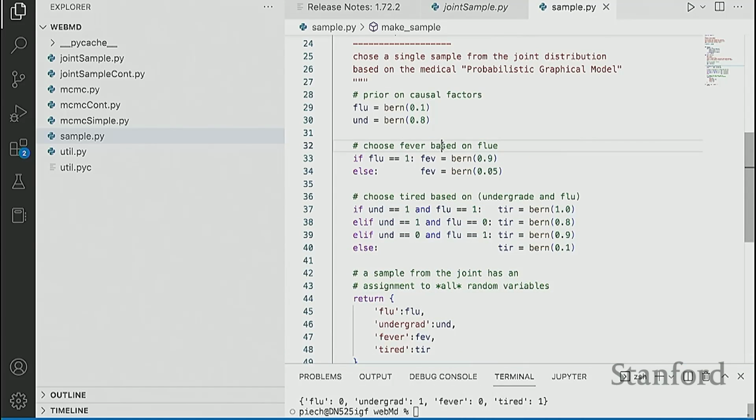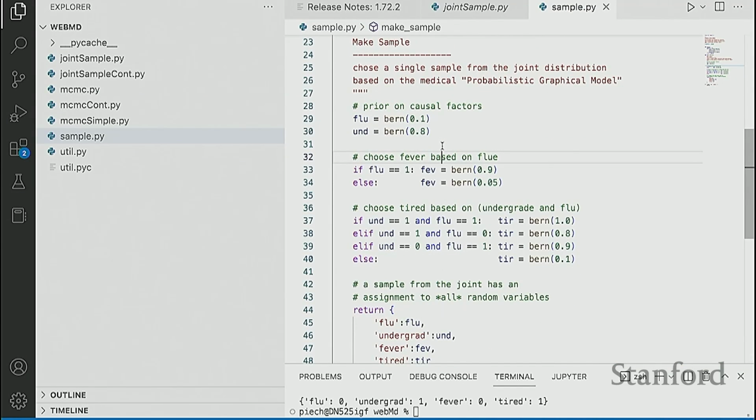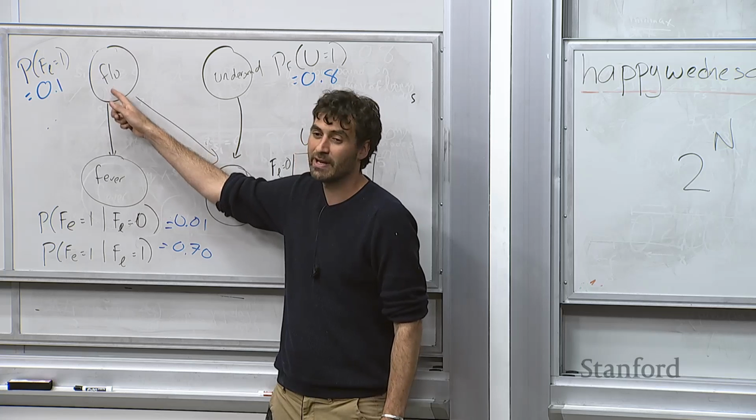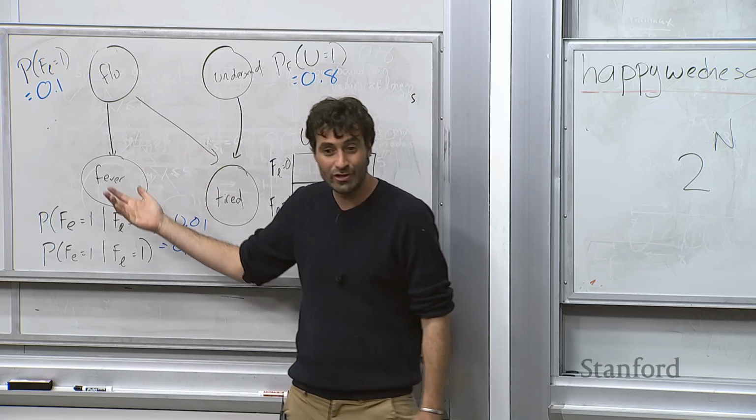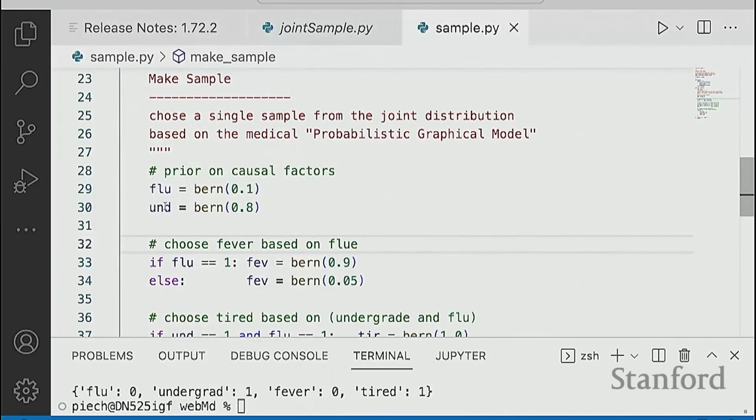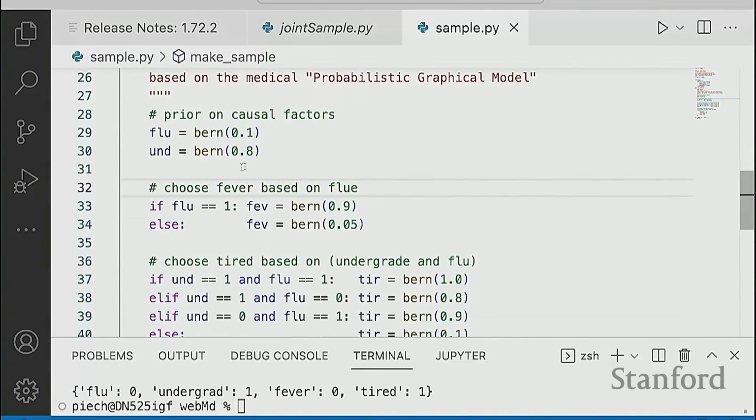For a Bayesian network, I'm going to start at the top, and I'm going to sample each random variable, and then if I get deeper in, I'm going to use the values of its parents to update my belief of the future ones. May I? Okay. So, first of all, we've got to start with flu and undergraduate. Those don't have parents. So when I sample them, I'm just going to sample from Bernoulli.